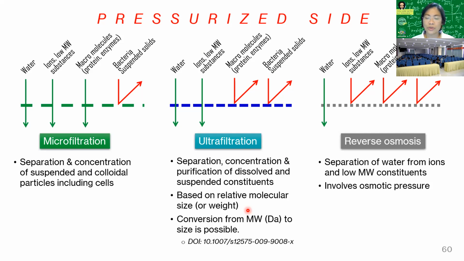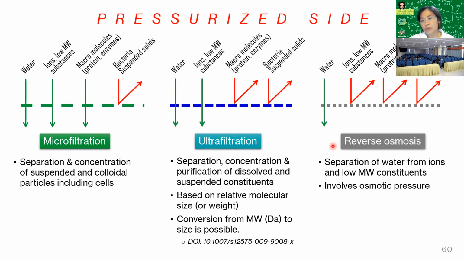There are conversion equations that you can use to convert molecular weight in Dalton into a size like nanometer or micrometer. It is possible. I have a reference here for you to download. I think it's free, and you can see the formula. There are some assumptions made as well, like the protein has to be globular and that sort of thing. You have to be aware of those small points.